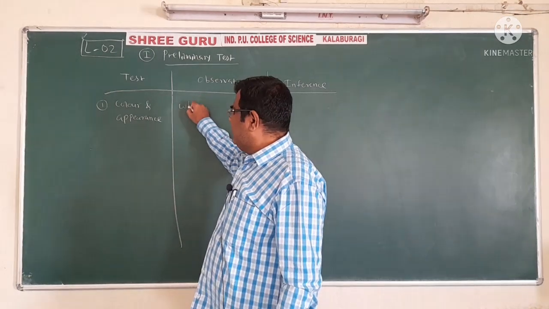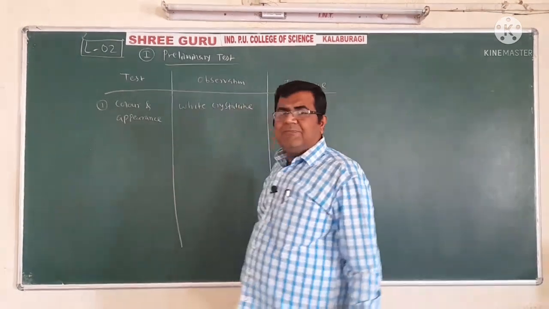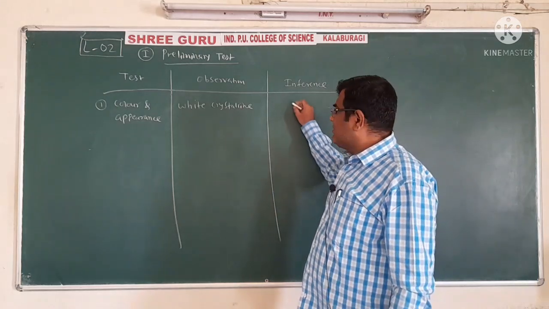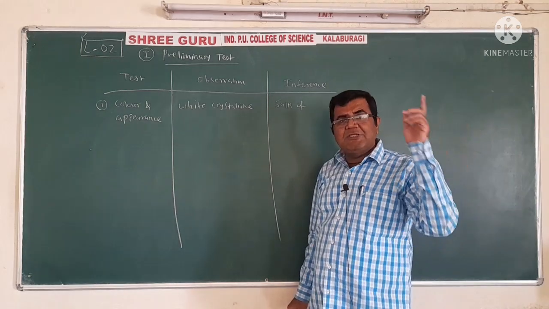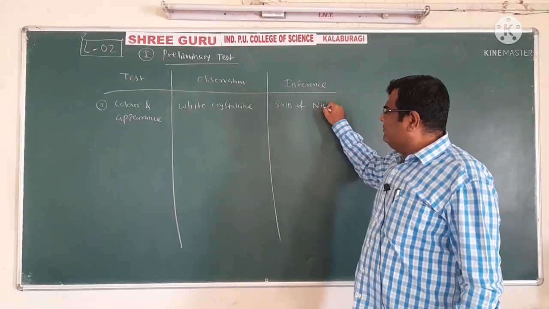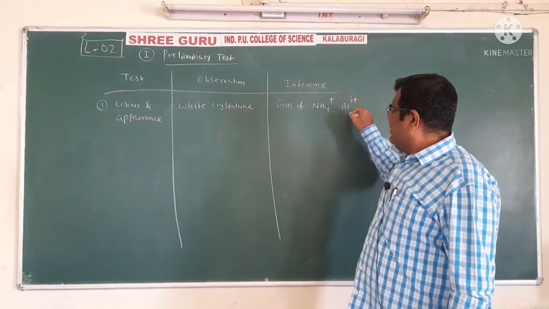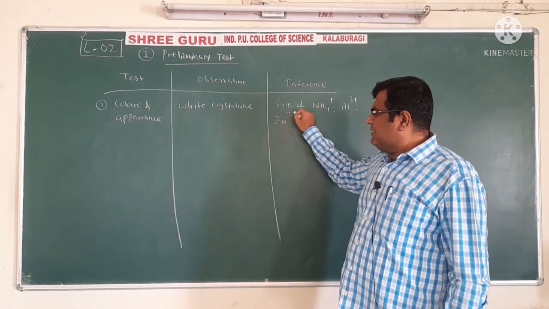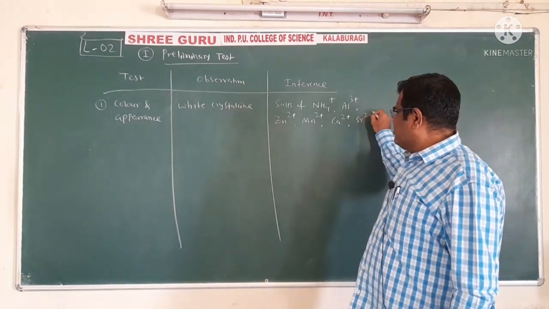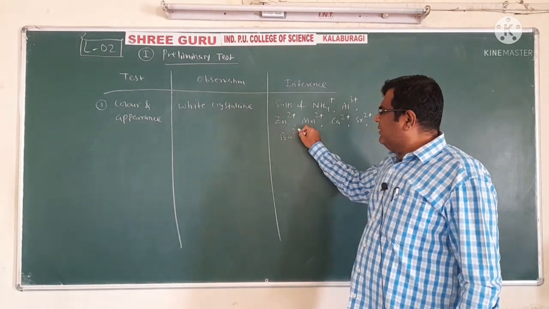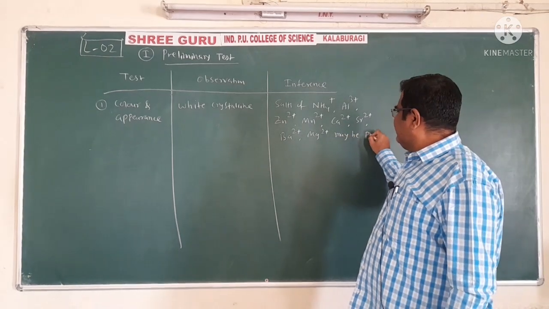So the observation may be white crystalline. If it is white crystalline, we have to say that salts of ammonium in group 0, with groups 1 and 2 absent, group 3 is aluminium, group 4 is zinc and manganese, group 5 is calcium, strontium, barium, and group 6 is Mg+2. We have to write may be present.